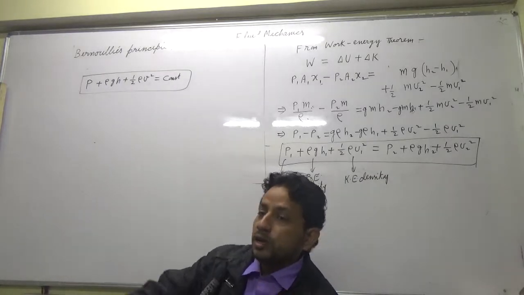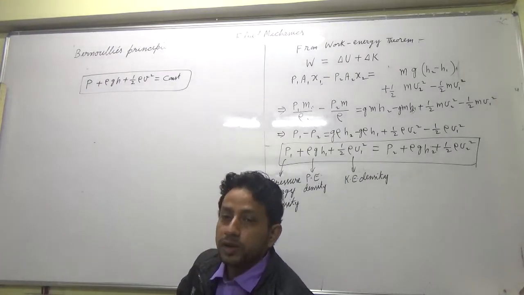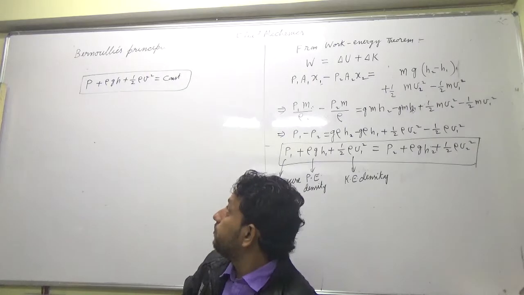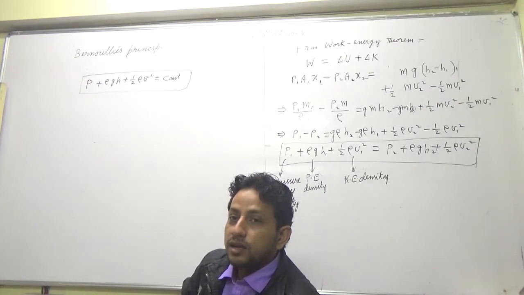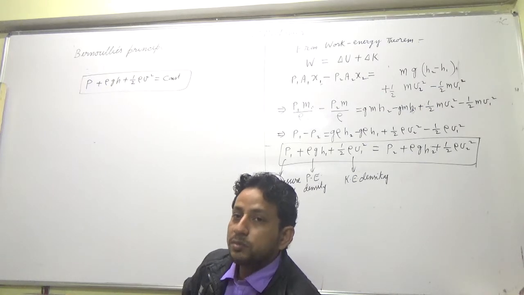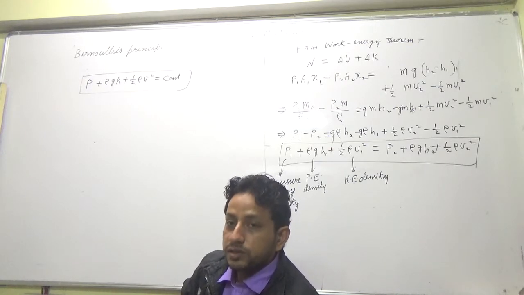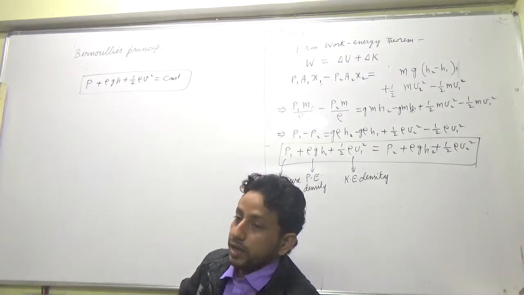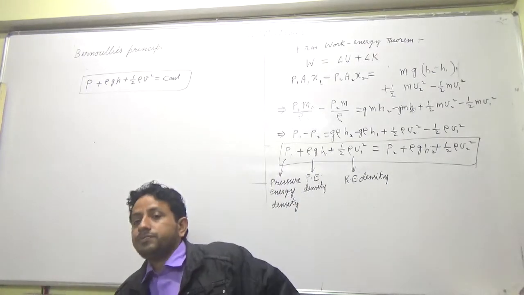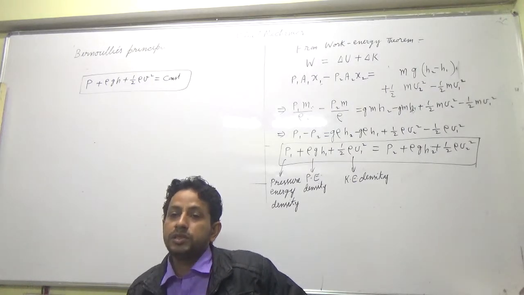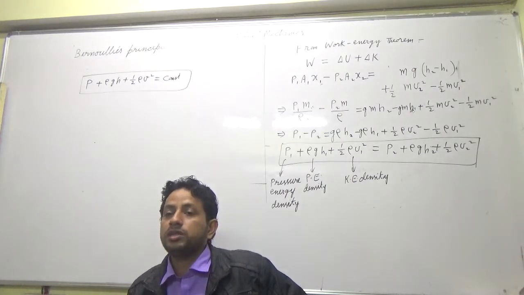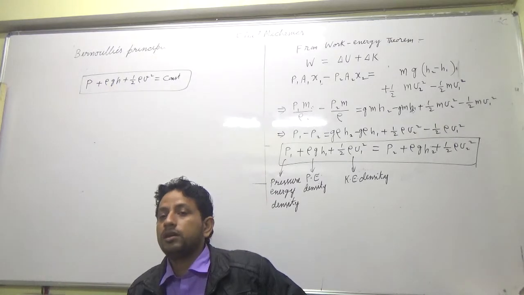In any horizontal flow, if we consider, h will remain what? Constant. Then if velocity is more, then pressure will be less, because their summation is fixed, okay, constant. So in any horizontal flow, if you see, what will be the change in pressure? If velocity is increased, pressure will be less.